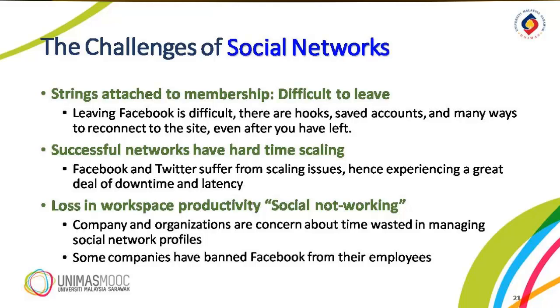Successful networks have a hard time scaling. Facebook and Twitter suffer from scaling issues, hence experiencing a great deal of downtime and latency as more and more people get connected, so they are not able to serve everyone efficiently. Loss in workplace productivity: social not working, not social networking, but social not working. Companies and organizations are concerned about time wasted in managing social network profiles. A lot of employees are spending a lot of time checking their Facebook accounts and comments from their friends while at work. This has become a very serious issue in society. Some companies have banned Facebook from their employees.